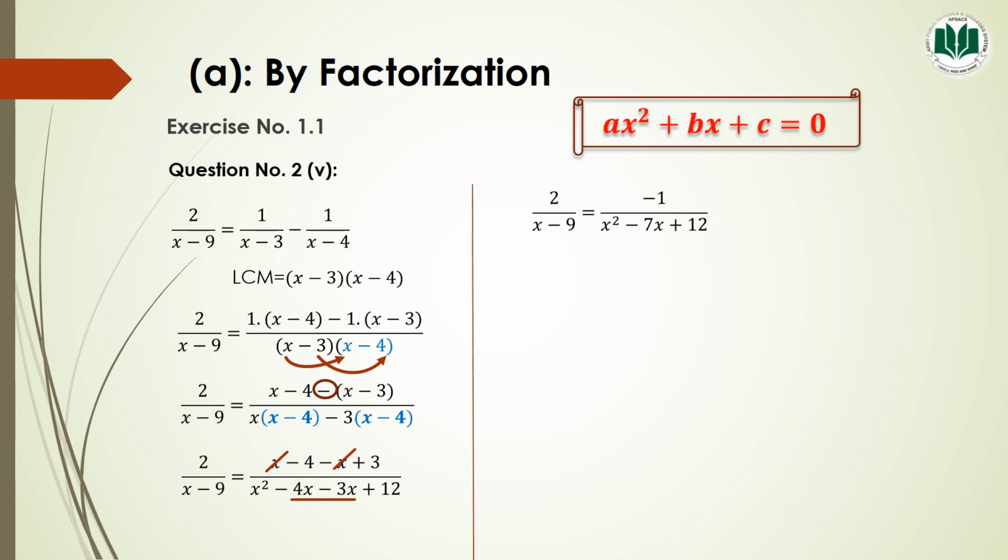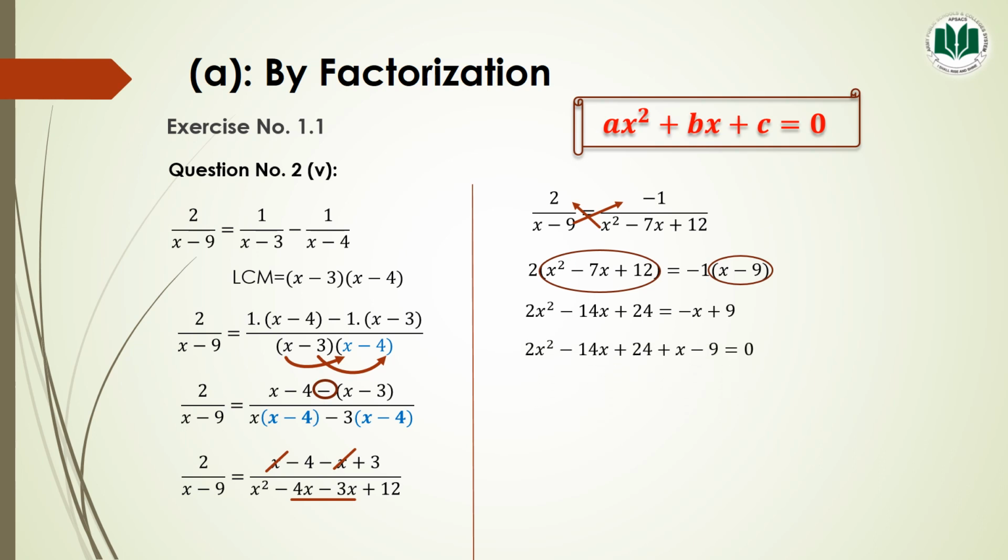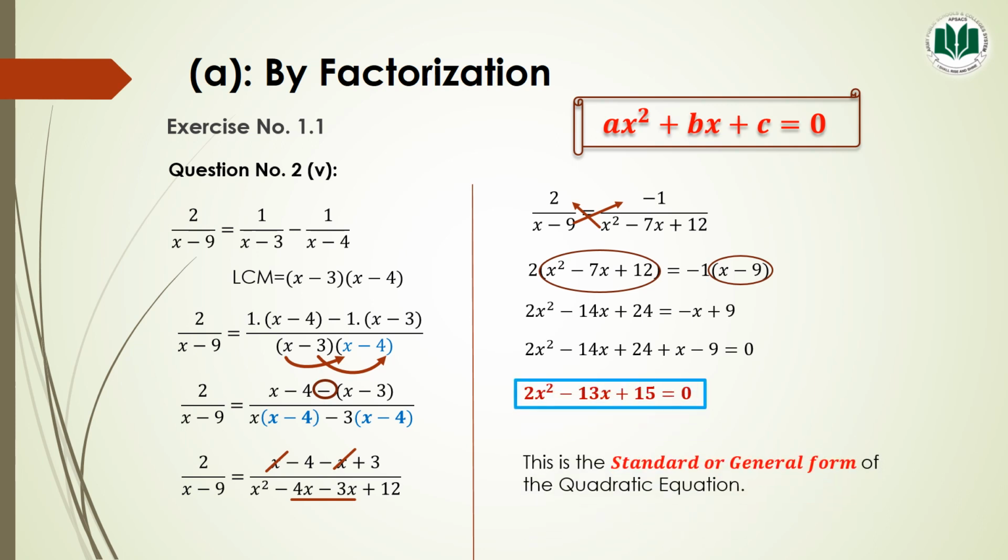You can see that in the general form there are no fractions, so we will cross multiply them. 2 into the quadratic expression equals minus 1 into (x minus 9). By multiplying them we have got this. You can see that we need 0 on the right hand side, so move these two terms to the left hand side. So this is the required general or standard form of the given quadratic equation.